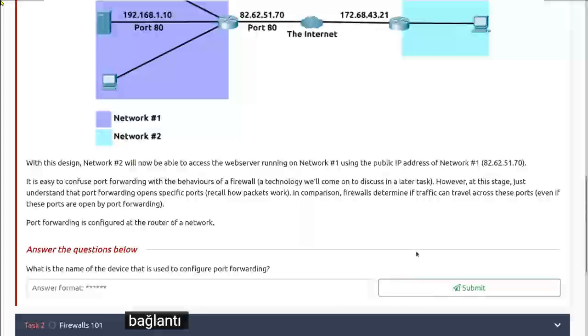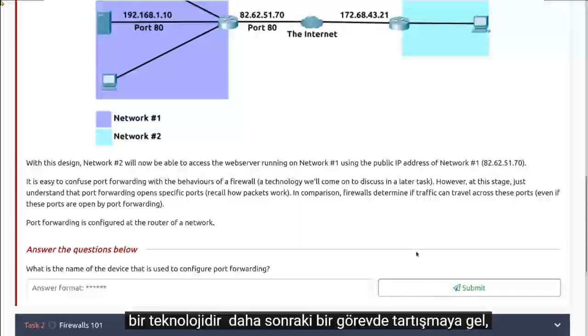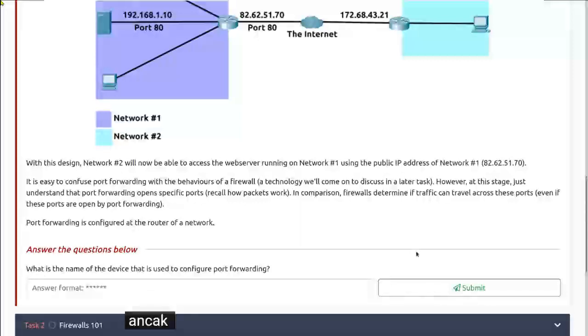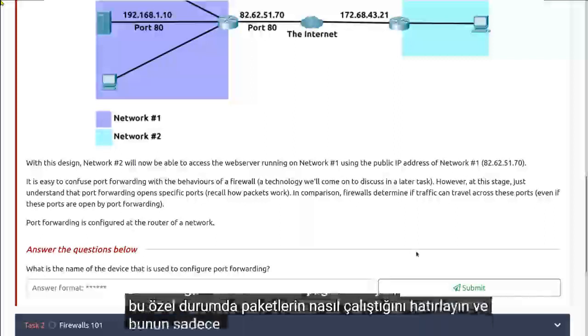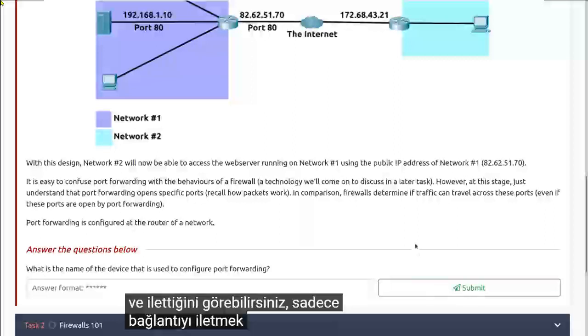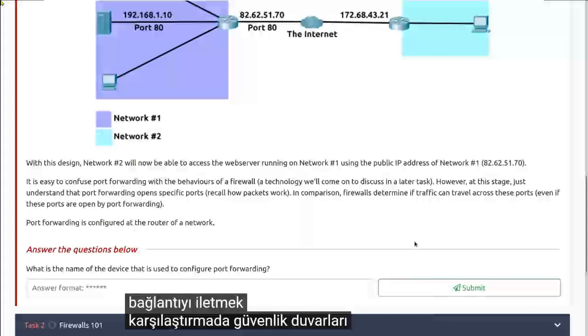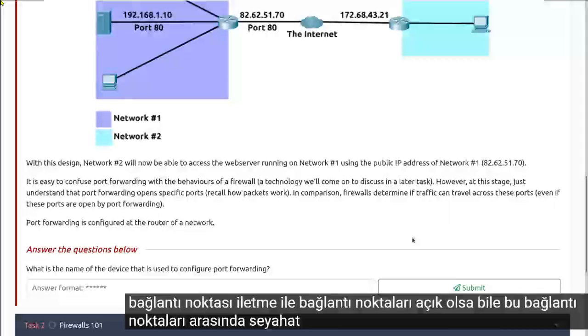It's easy to confuse port forwarding with the behaviors of a firewall, a technology we'll come to discuss in a later task. However, at this stage, just understand that port forwarding opens specific ports. Recall how packets work. In this specific case, you can see that it's just taking this and passing it along, just forwarding the connection. In comparison, firewalls determine if traffic can travel across these ports, even if the ports are open by port forwarding.